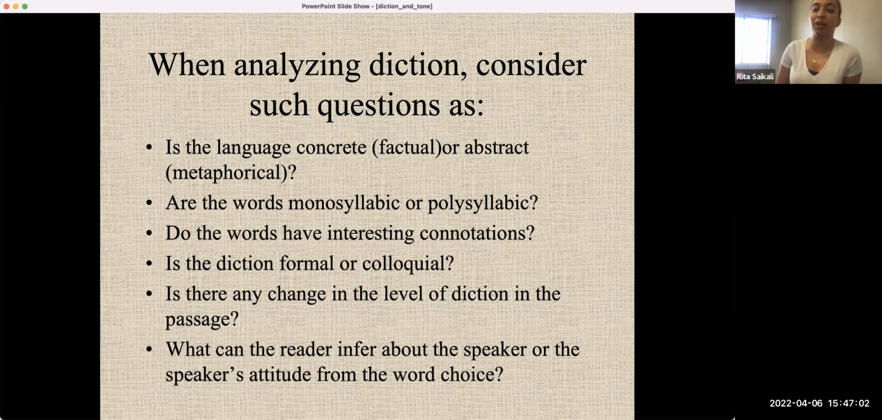Is there any change in the level of diction in the passage? Does it start off colloquial and then move to more formal? Does it start more academic and then lose its academic sense as you go along? These are all things that you should look for when you are analyzing diction. And lastly, what can the reader infer about the speaker or the speaker's attitude from the word choice? What can you tell about the person telling you the story from their words?